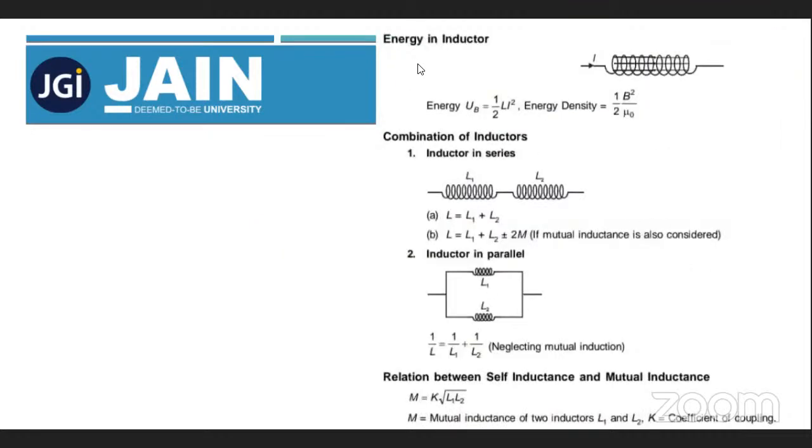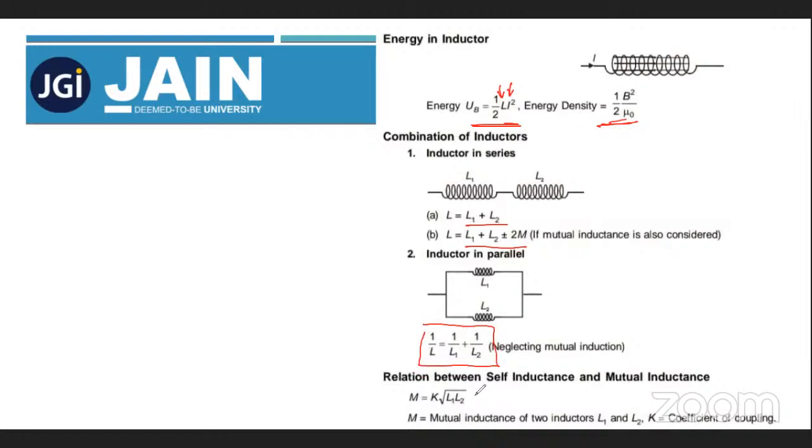Few formulas where we talk about energy in a conductor. Energy in an inductor is given by half L i square, where L is the self-induction and i is the current flowing through it. Energy density can be given as B square by 2 mu naught. Combination of inductors: if inductors are in series, we write it as L1 plus L2. If I have some mutual induction in that, we write it as L1 plus L2 plus or minus 2M. If I'm considering them in parallel, I write it as 1 by L equals 1 upon L1 plus 1 upon L2.